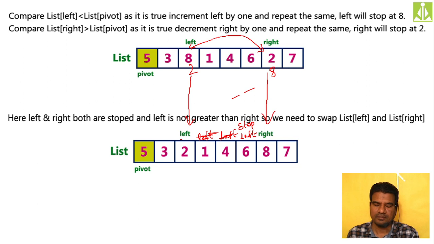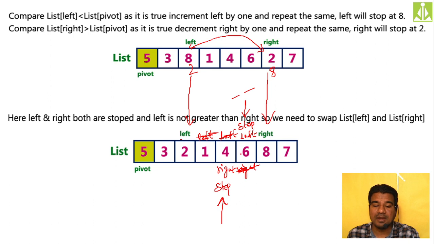Now compare right with 5. 8 is greater, so decrement right, right will come over here. Then compare 6 with 5, greater, so right will come over here. Now compare 4 with 5, lesser, so stop. Right is stopped at 4 and left is stopped at 6. Remember this.